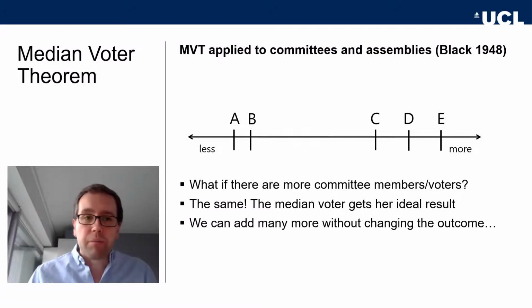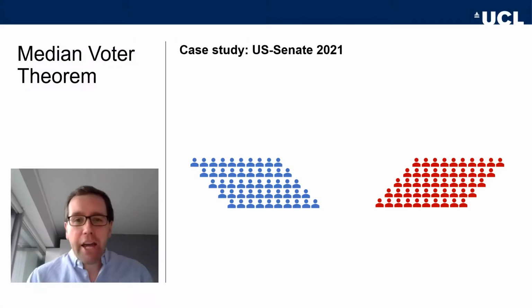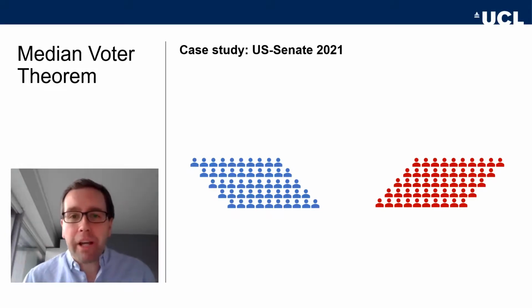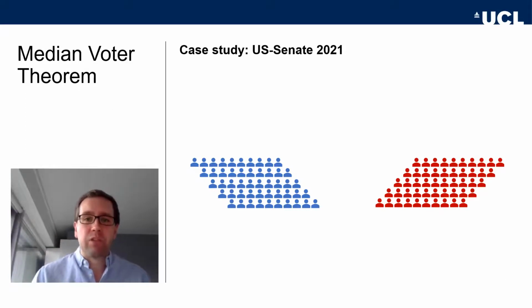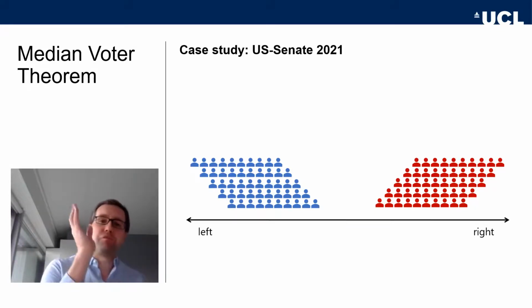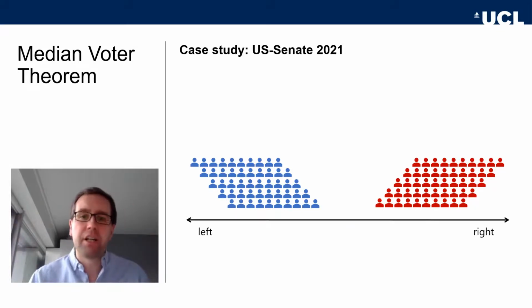Let's look at one more example. I am sure many of you have been following the latest season of American politics. It's been quite a ride. But maybe we can apply the median voter theorem to the newly elected US Senate. So maybe we can represent these senators on an ideological dimension from sort of left to right. Democrats on the left, Republicans on the right.